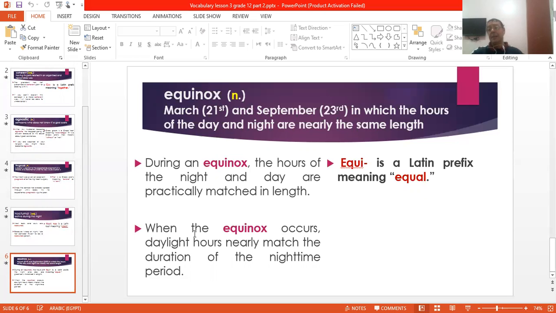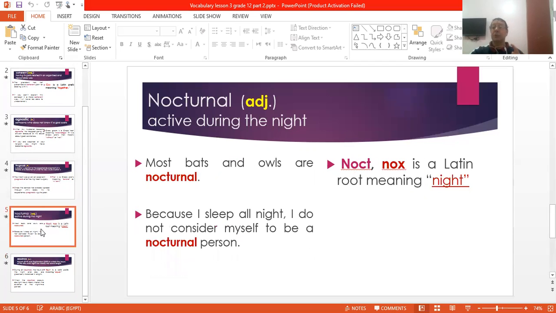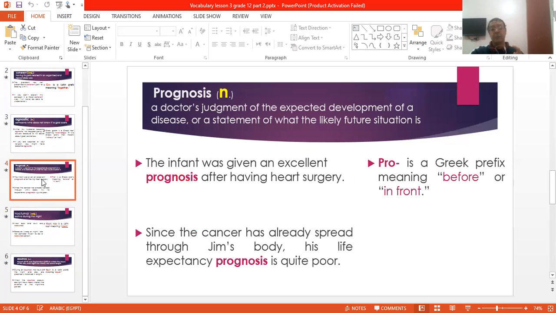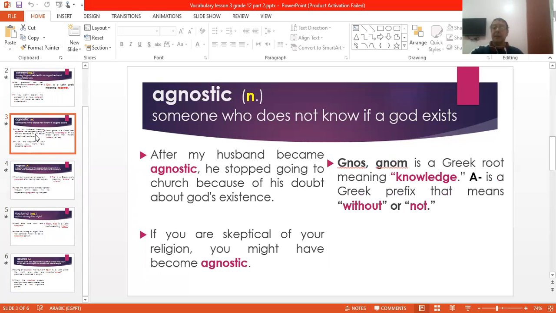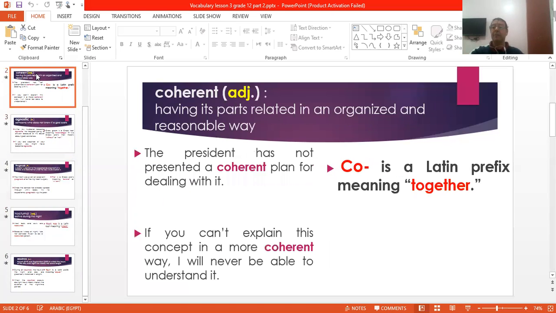So in this short clip, we covered certain words and vocab items. We talked about equinox, meaning equal day and night length. We talked about nocturnal, somebody or an animal who becomes active at night. We talked about prognosis, which is a medical term, meaning a doctor's report and evaluation of the medical condition of a patient. We talked about an agnostic, somebody who does not believe in God or if there's a God or not. Coherent is an adjective, which means something that has parts that are organized and related to each other.